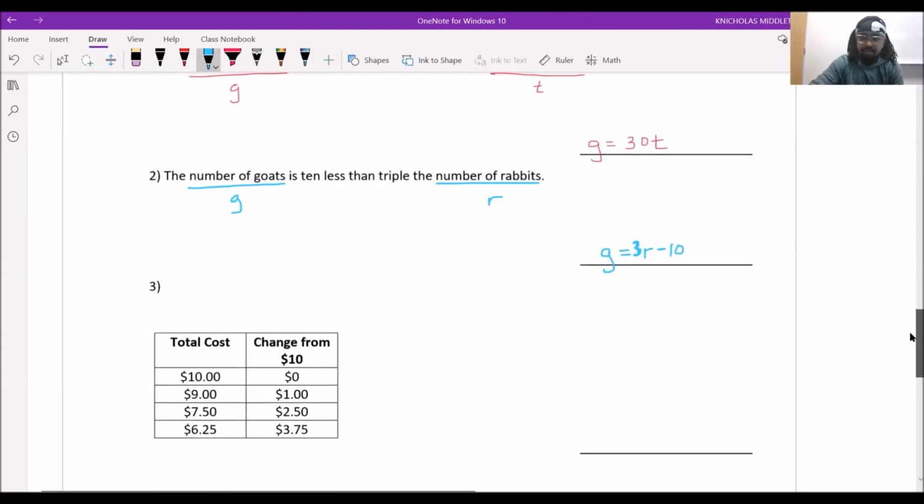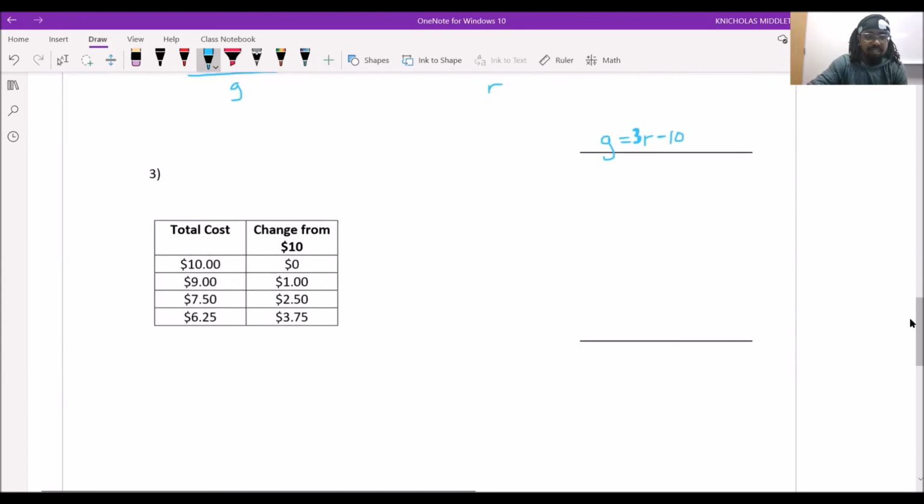And then from the table, it says total cost, change from 10. Okay, it's different because it's not giving us a whole sentence the same way.